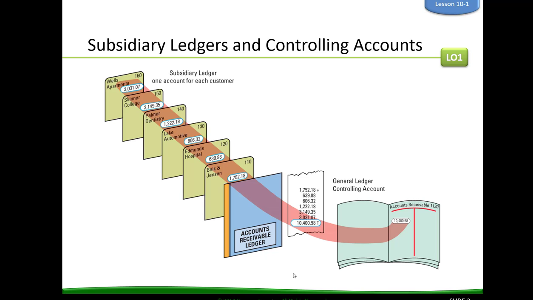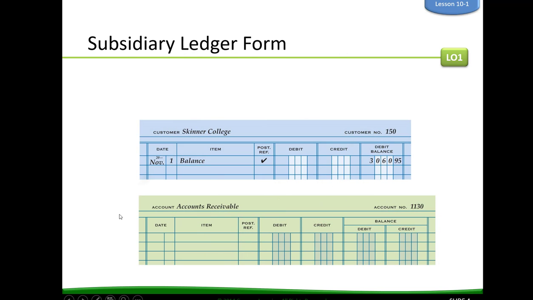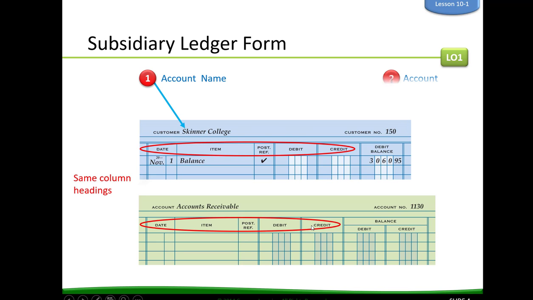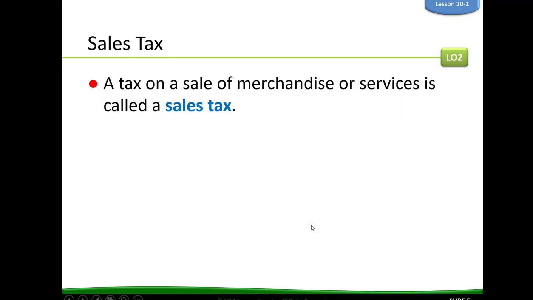Just like we did with the accounts payable ledgers, we're going to be looking at it for accounts receivable. We have all our different accounts. They go into the receivable ledger, and that basically creates a single account where we keep track of it. But each individual customer has their own little account. Like Skinner College, they have their own account that says they owe $3,000. But it's also going to go over to our accounts receivable in a similar way with all that information.